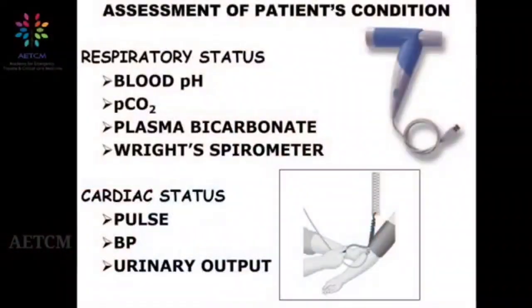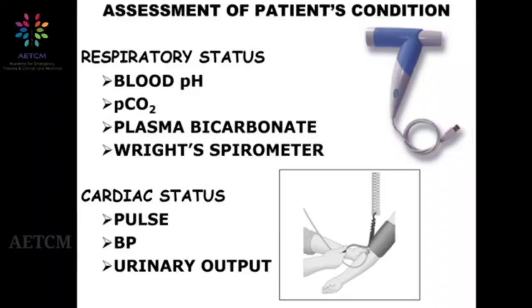Moving on to further assessments, you have to assess the respiratory system. The adjuncts to respiratory assessment usually come with the measurement of blood pH, PCO2 level and bicarbonate level. Usually these three values you will get with what is called blood gas analysis itself. So you get the pH level, the PCO2 level, and the bicarbonate level. Another common thing which can be tried is a Wright's peak flow meter.